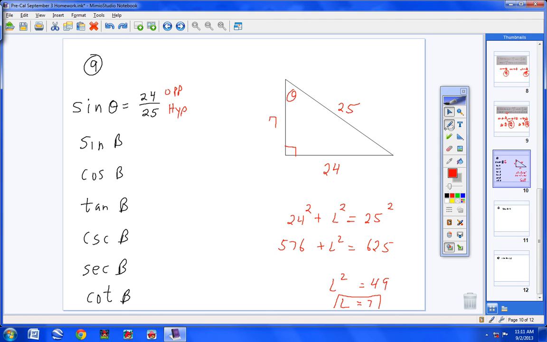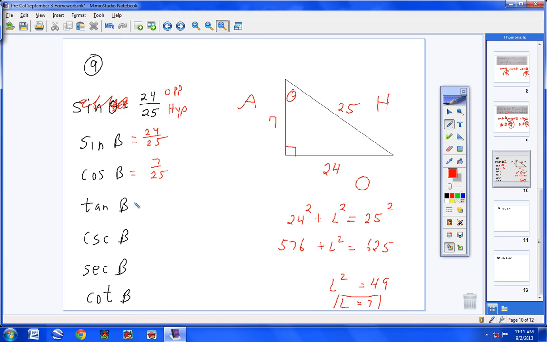All right, so let's go ahead and get started. We already know that sine is 24 over 25. And now we know all three sides of our triangle. So cosine. Let's see. This is your angle, right? So go straight across. This is your opposite side. This is your hypotenuse side, and this is your adjacent side. Cosine is adjacent over hypotenuse, so 7 over 25.